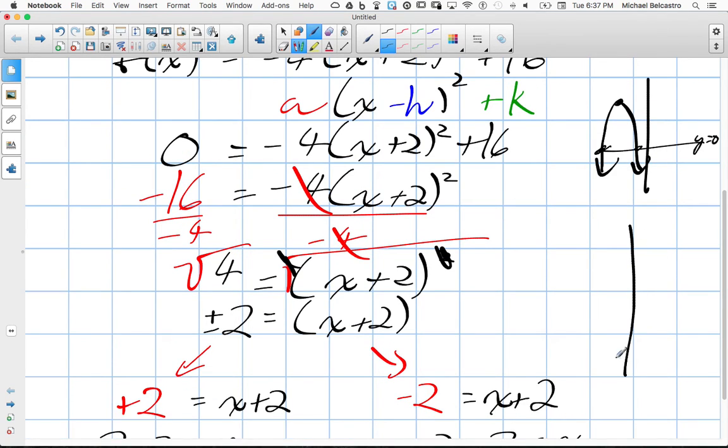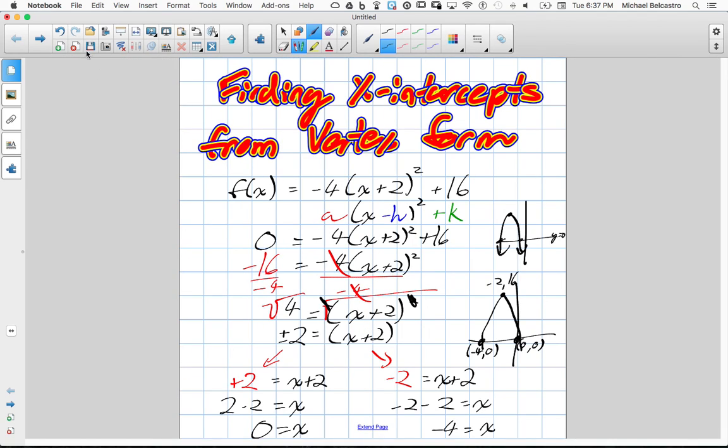So I didn't quite draw the sketch that well, but one of the x-intercepts here, the other one's here, so at (0, 0). This one's at (-4, 0). And we said our vertex was at (-2, 16). And look at that. We now have the x-intercepts. We happen to catch the y-intercept too. And we got the vertex very, very quickly from the vertex form. Okay.